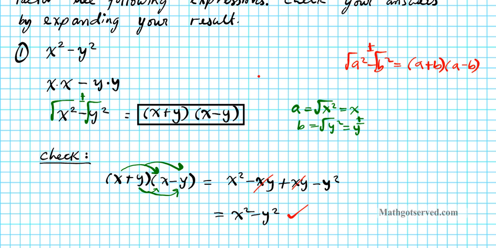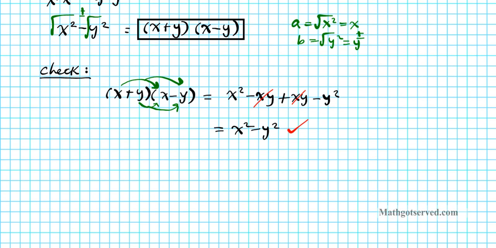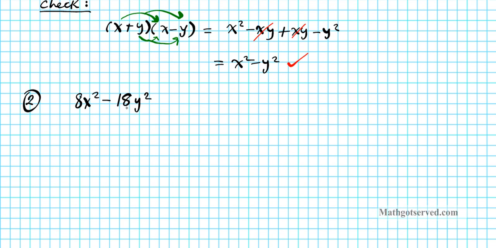All right, let's take a look at number 2. So for number 2, we're going to be factoring the expression 8x squared minus 18y squared. Okay? All right, first thing we want to determine is there a greatest common factor that we can extract from these two terms? To make it easy for us to determine the greatest common factor, we're going to decompose both numbers, okay? So let's start with 8.